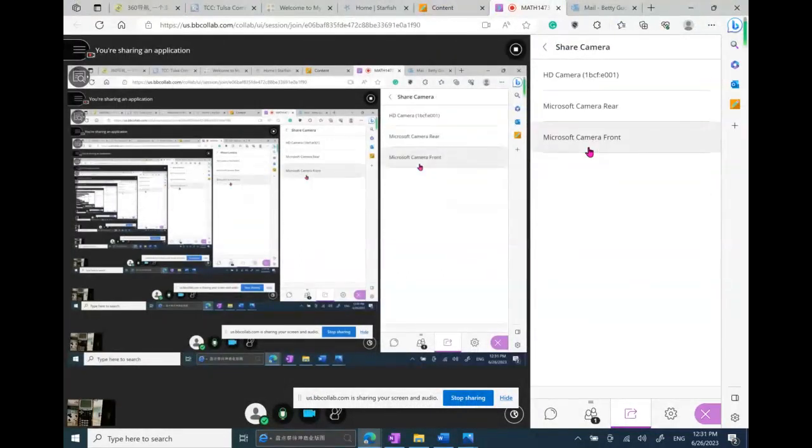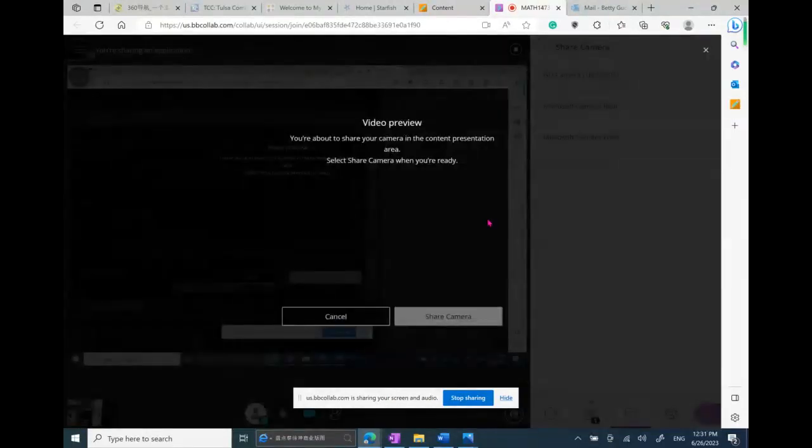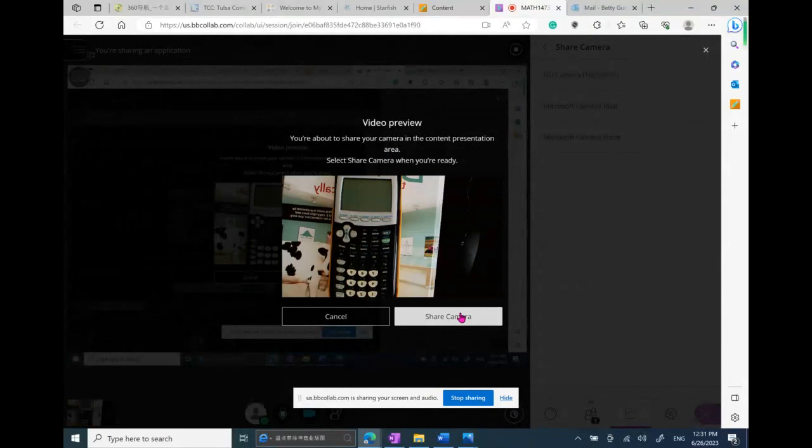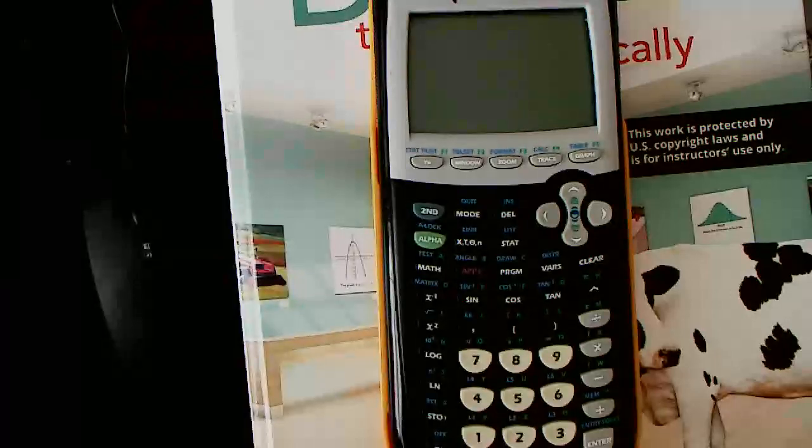Share camera. This one. Share camera. Share primary content. You are sharing this.